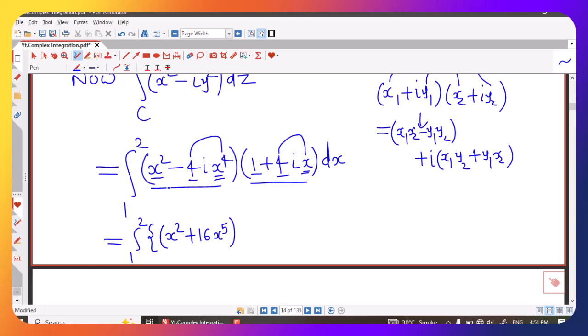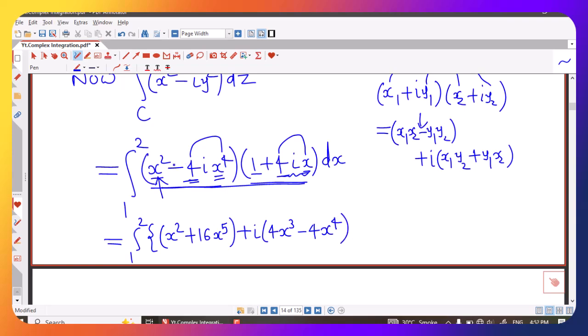This is the real part of the product which we are writing, plus I times, now we consider real part of first, that is x square, and imaginary part of second, which is 4x. So that will be x square into 4x, which is 4x cube. Then imaginary part of first, which is minus 4x raised to 4, and multiplied with real part of second, which is 1. So this is going to be minus 4x raised to 4.